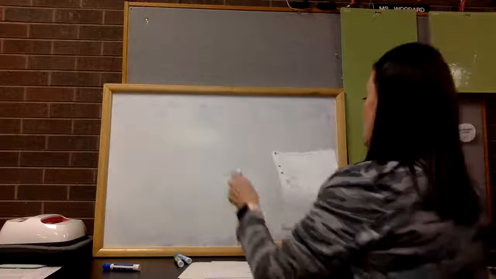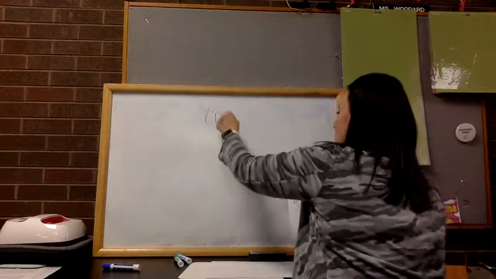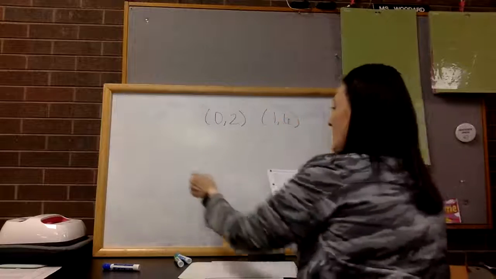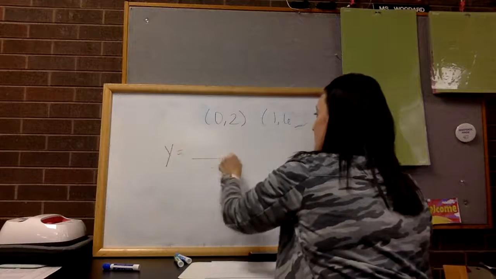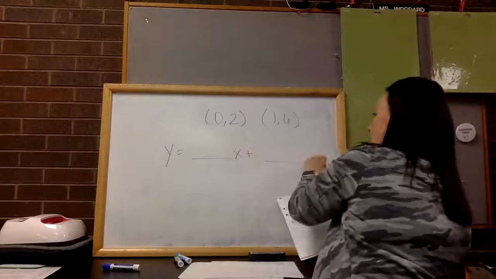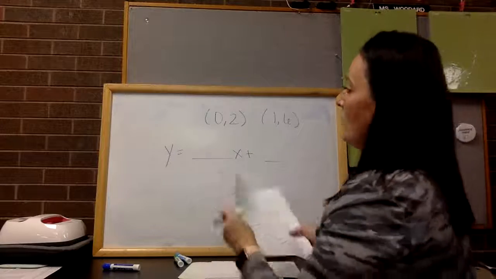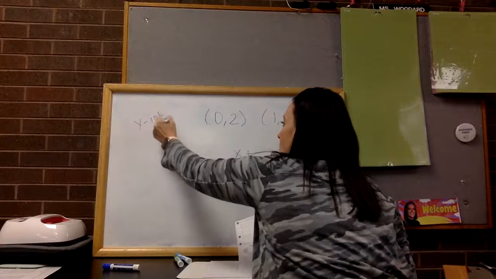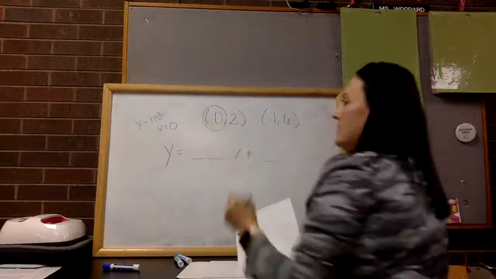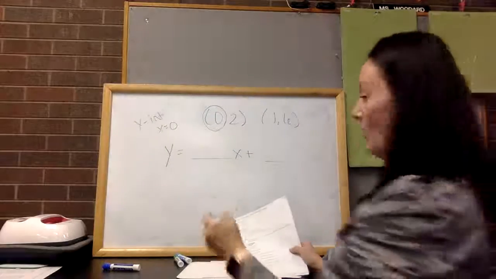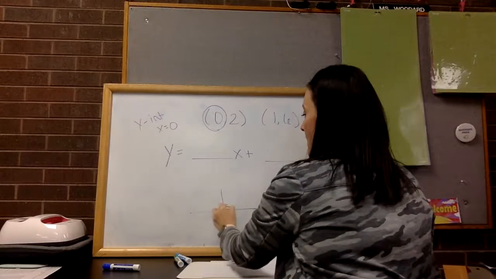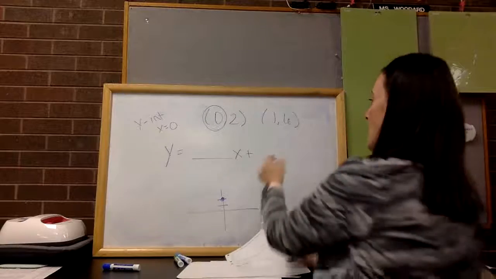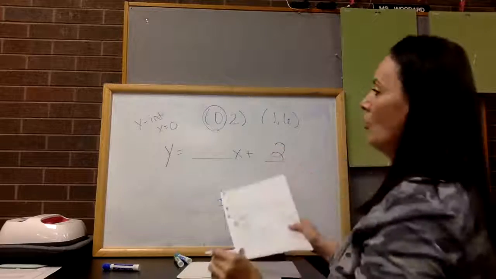Number 14, you guys, I'm going to switch colors. Number 14 is asking you guys to look at 0, 2, and 1, 6. So we're going to write this in slope-intercept form. So we got y equals some x plus something. What's great is our y-intercept is when x equals 0. X is 0 there. If I was to plot that, you're going to go up 2 and put a dot. That is my y-intercept. So my y-intercept is 2.